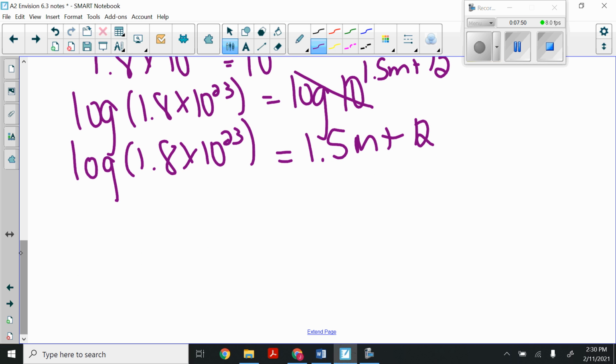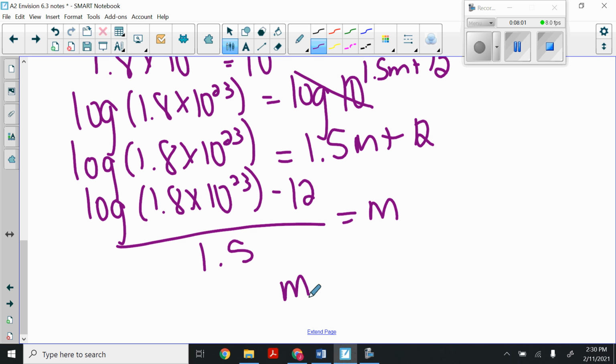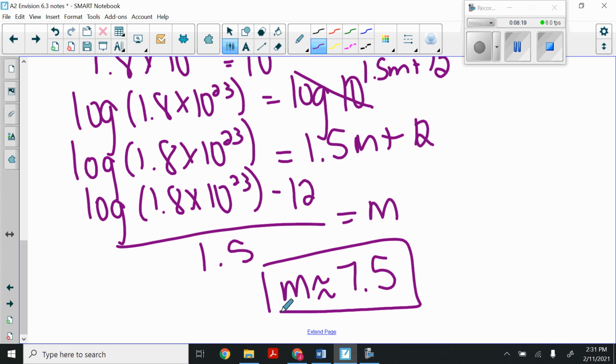So again, I'm going to subtract 12 and divide by 1.5. All of that minus 12 divided by 1.5 is equal to my M. So here I could say M is approximately, and again, I'm going to type this in steps. So log 1.8 times 10 to the 23rd, equals, minus 12, equals, divide by 1.5, and I get M is approximately 7.5. So that's a pretty good little earthquake right there, a magnitude of 7.5.